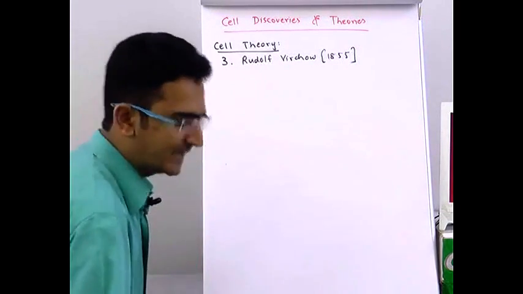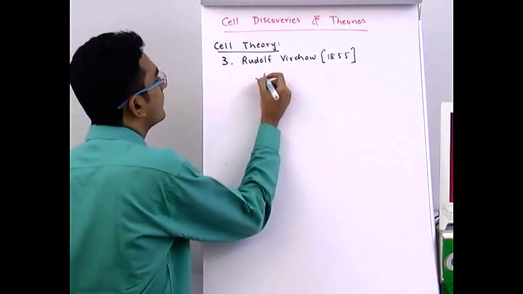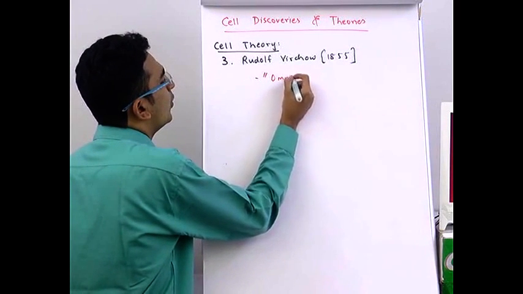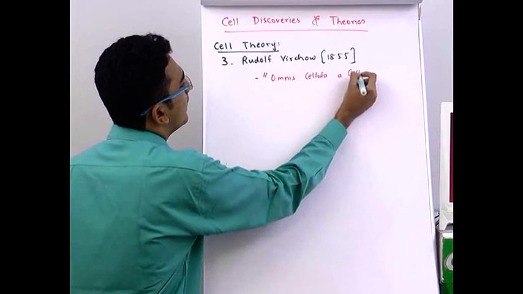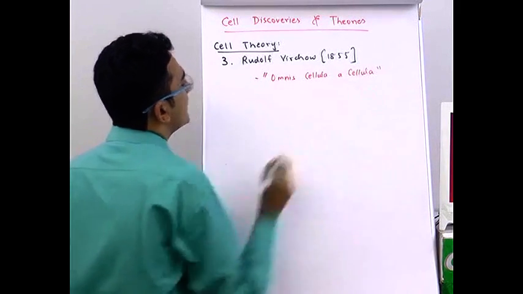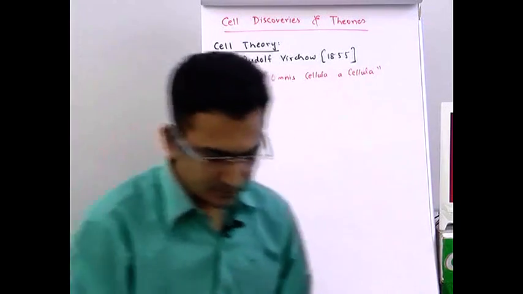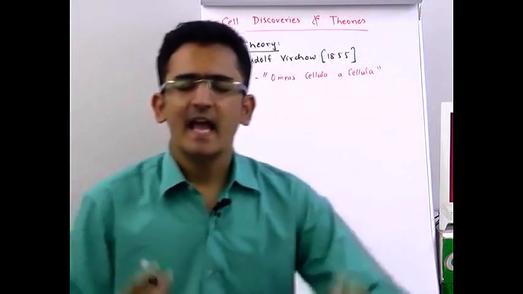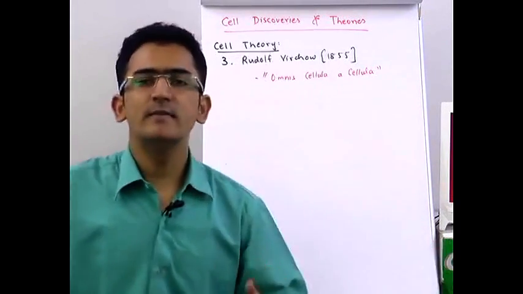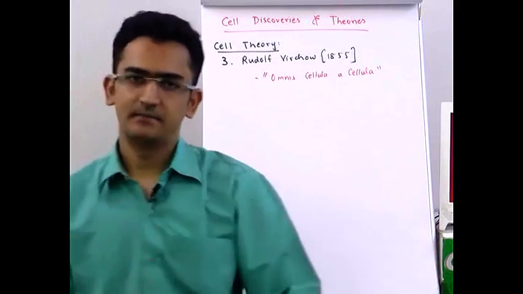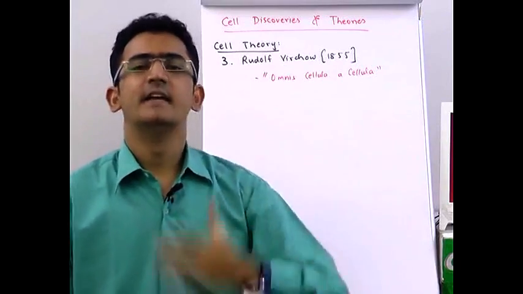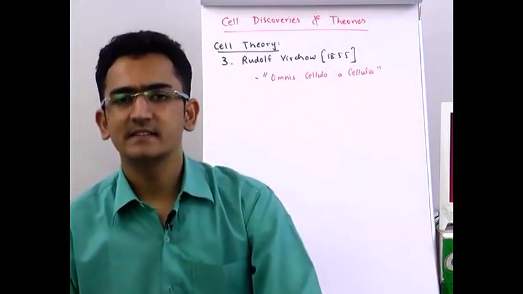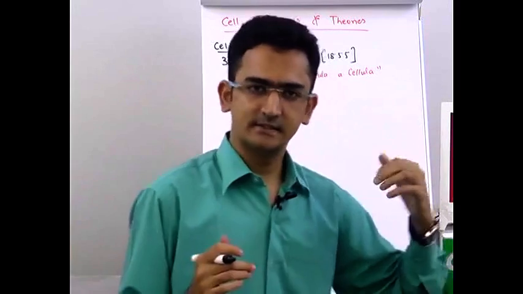And the name of the statement was Omnis Cellula Cellula. What does this mean? He said any new cell always arises from an old cell. Number one. And number two, how does it arise? The old cell breaks so that the new cell arises.